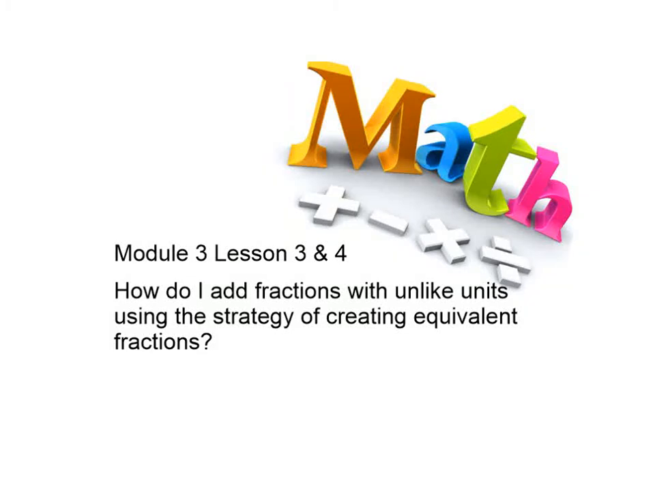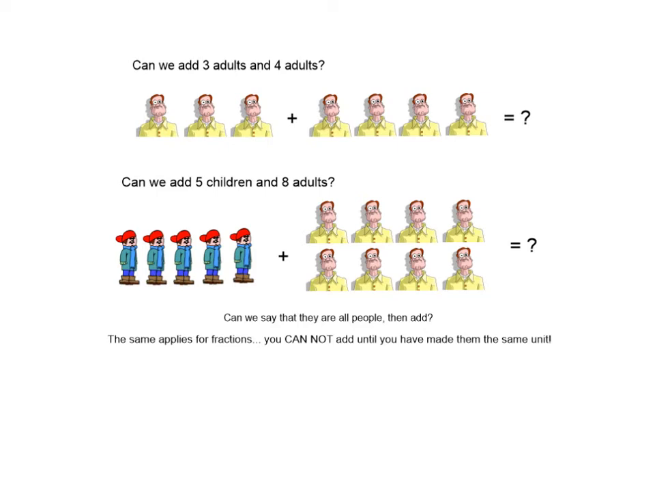I'm going to show you how to add fractions with unlike units using the strategy of creating equivalent fractions. Let's begin. So, can we add 3 adults and 4 adults? Yes, 3 adults plus 4 adults equals 7 adults. Can we add 5 children and 8 adults? We can, but they wouldn't end up being children in the end or adults in the end.